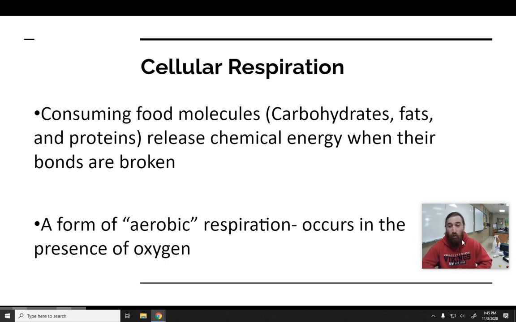Now, a form of aerobic respiration occurs in the presence of oxygen. Guys, we're going to go more into aerobic and anaerobic a little bit later this week. But remember, aerobic means with oxygen. So if you go for a jog, that is an aerobic exercise because we're breathing during it, okay? So when oxygen is present, it's going to be called aerobic. Now, don't stress about that, guys. We're going to come back to that later this week when we start talking about fermentation.